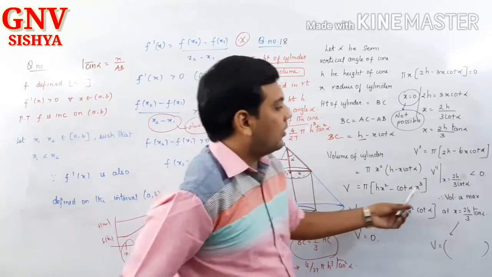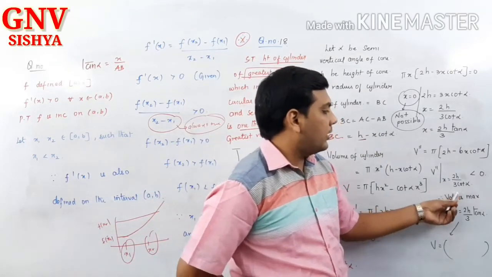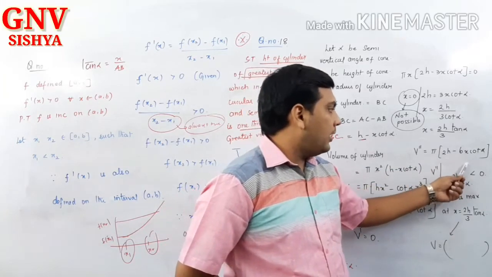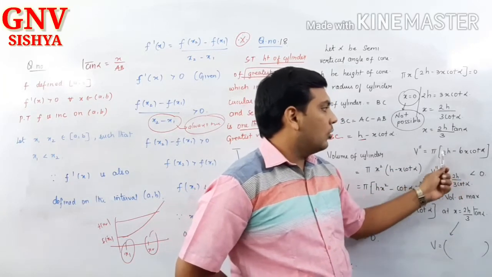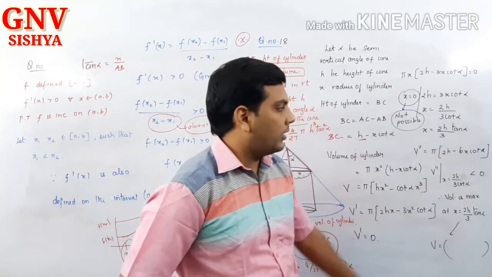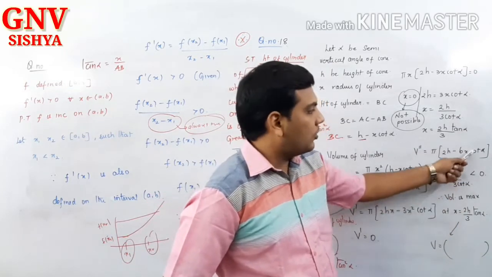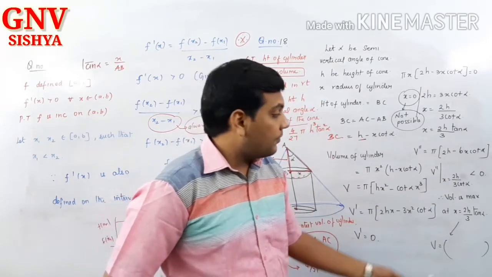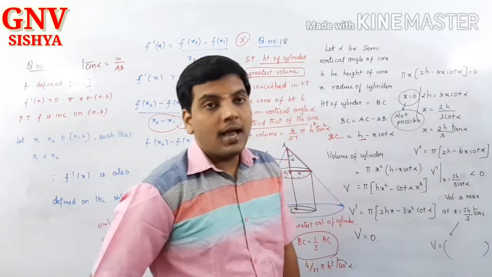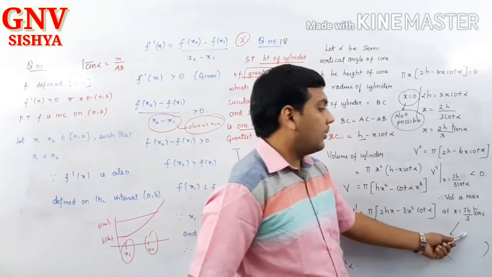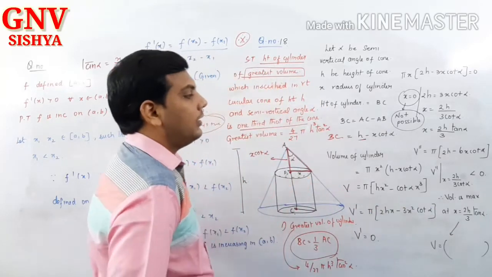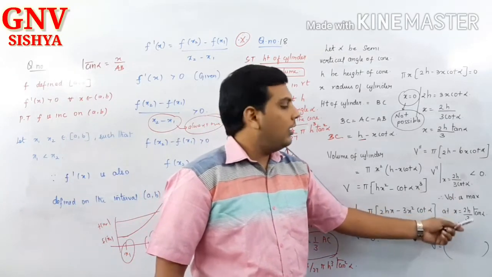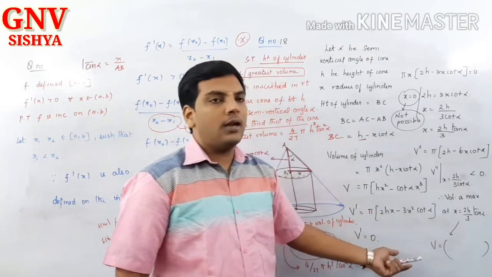So at last what have I got? When I substitute x is equal to 2h by 3 cot alpha here, what will happen? 2h divided by 3, so it will become 4h. So 2h minus 4h will become minus 2h, which is less than 0, correct? If you substitute here, this entire value will become negative. So when the double differentiation of volume becomes negative, I can say that the volume is maximum at x equal to 2h divided by 3 tan alpha or 2h by 3 cot alpha, whatever. Whether you write like this or like this, both are the same. If you write like this, it will be easier for you to calculate, right?